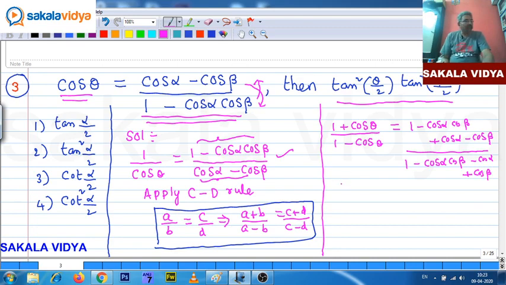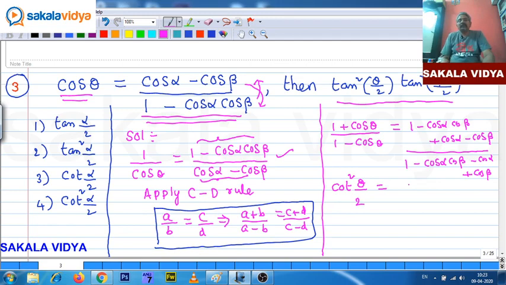So now 1 plus cos theta by 1 minus cos theta. CD rule means componendo dividendo, the ratio and proportion you will be getting. Now 1 plus cos theta is equal to 2 cos square theta by 2, and 1 minus cos theta is 2 sin square theta by 2, so we can write this directly as cot square theta by 2. Now we need to factorize numerator and denominator.